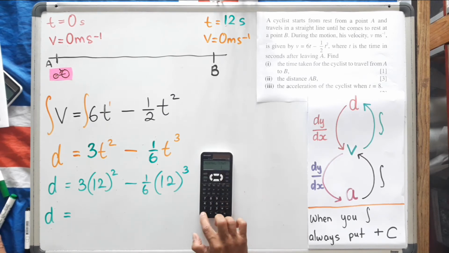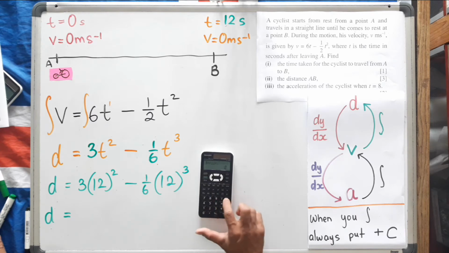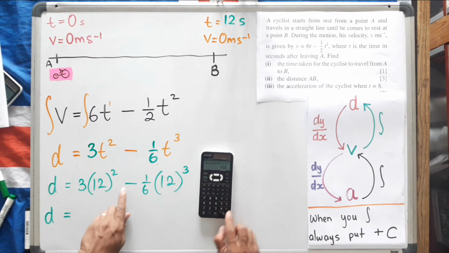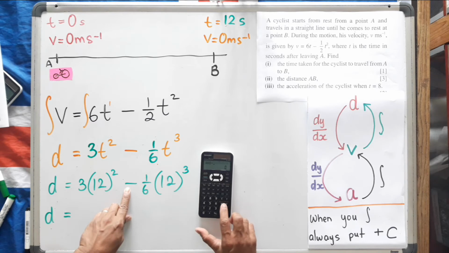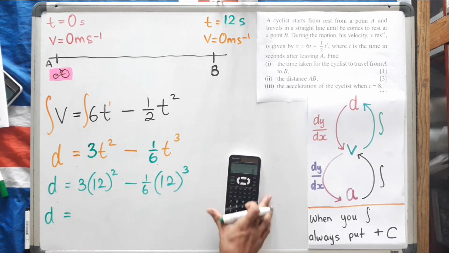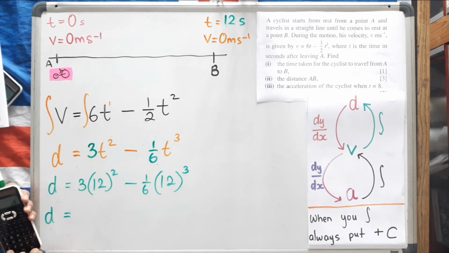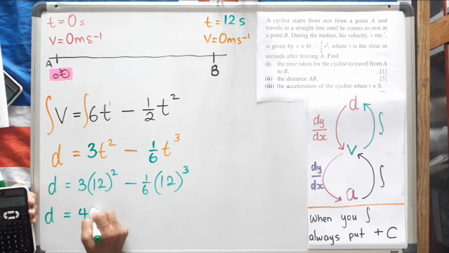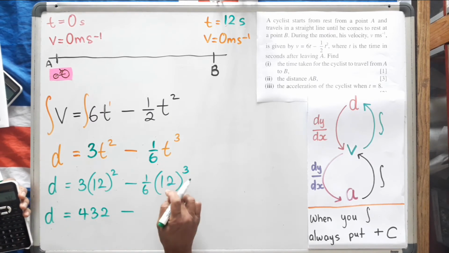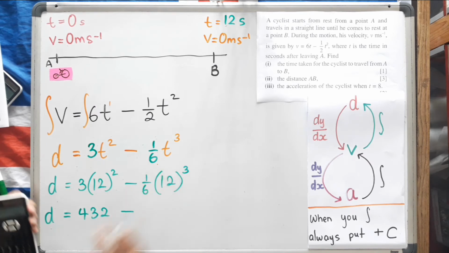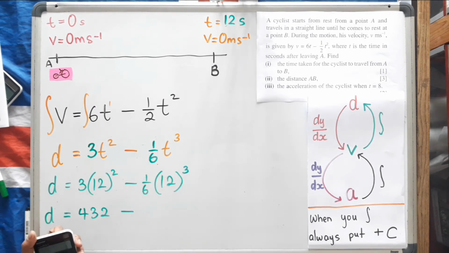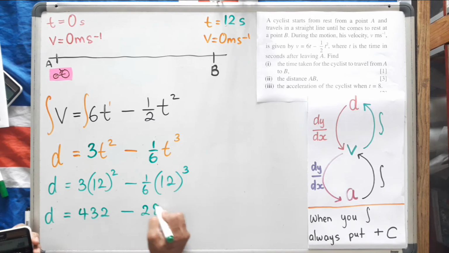Let's see. 3 multiplied by 12 squared, right, minus, well, let me do this piece by piece. Seems to be a little bit tedious here. So 3 multiplied by 12 squared is 432. I'm going to put in 12 cubed and then multiply by 1/6. So 12 to the power 3 divided by 6, I'm going to get 288 here.